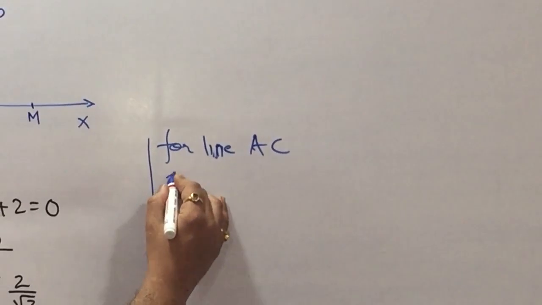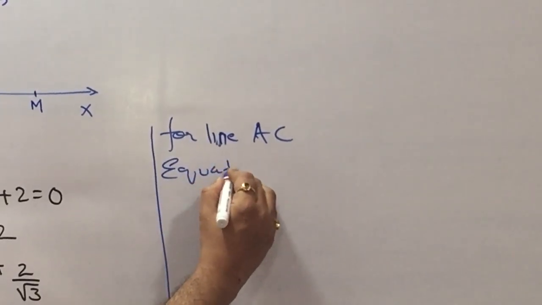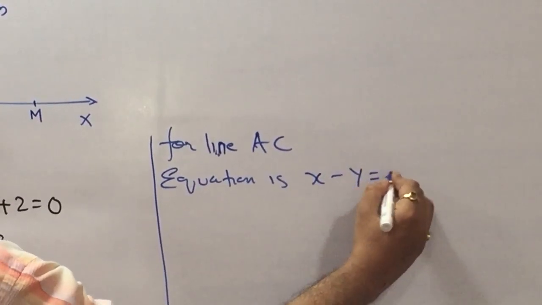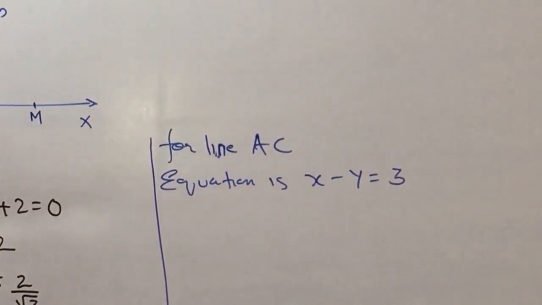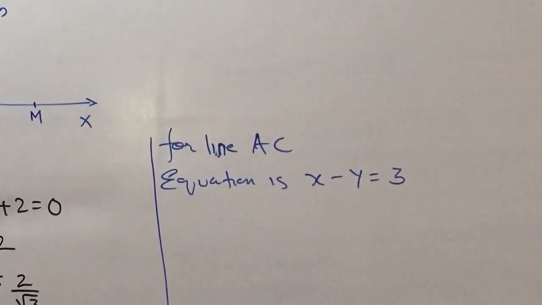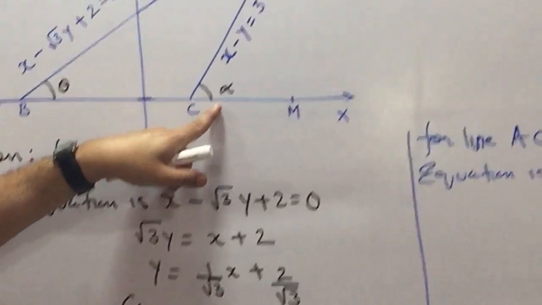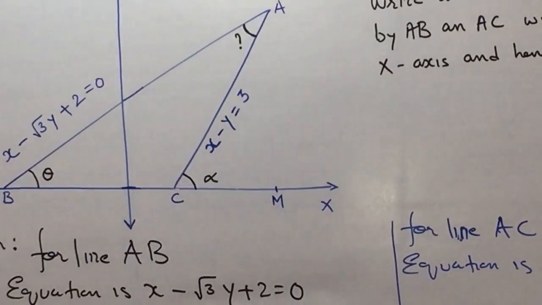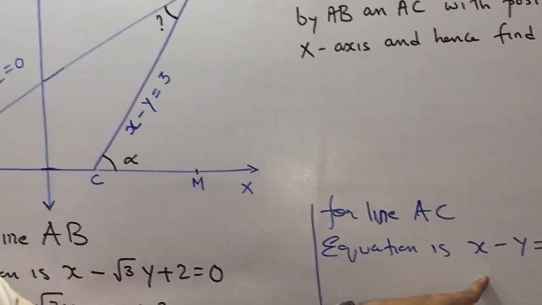The equation is given to us. What is the equation? Equation is x minus y equals 3. The equation given to us is x minus y equals 3. Here we have marked the angle as angle alpha, the angle made by AC with x-axis. On the same lines, you would like to convert this also into y equals mx plus c format.